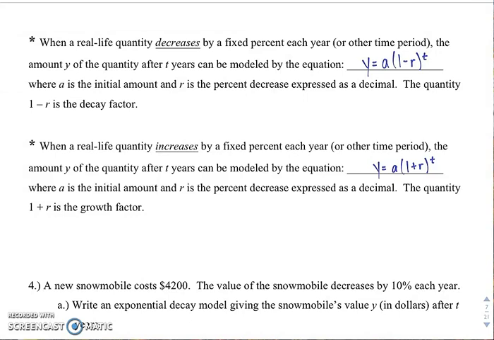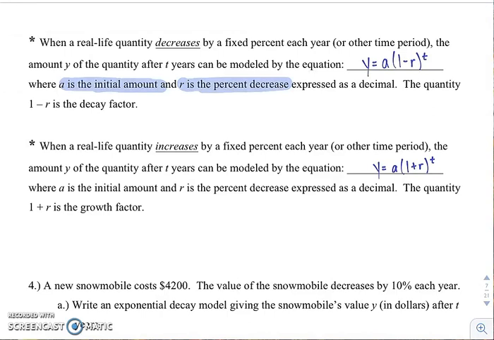So a is still your initial amount, and r is the percent decrease. So the whole quantity, 1 minus r, is the decay factor. So like if you're decaying by 10%, 1 minus 0.1, or 10%, is 0.90. So the decay factor is 0.90. And y is just your end amount.